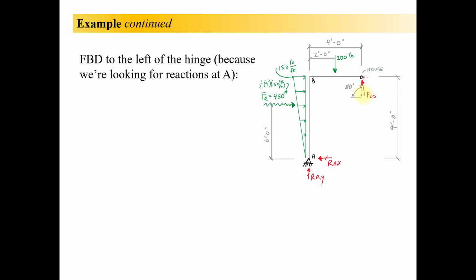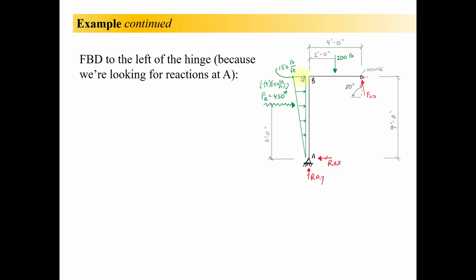Okay. Now I've done a little bit more work here. I've shown my X and Y component of this vector, FCD. So the vertical component here would be what? FCD times the sine of 80 degrees. And this one's going to be FCD times the cosine of 80 degrees up here from the X. And they're both acting right there at the hinge.